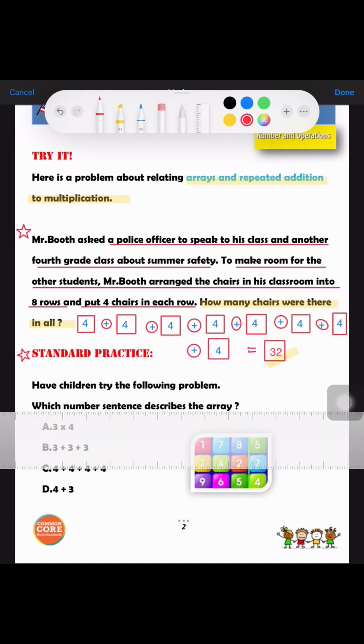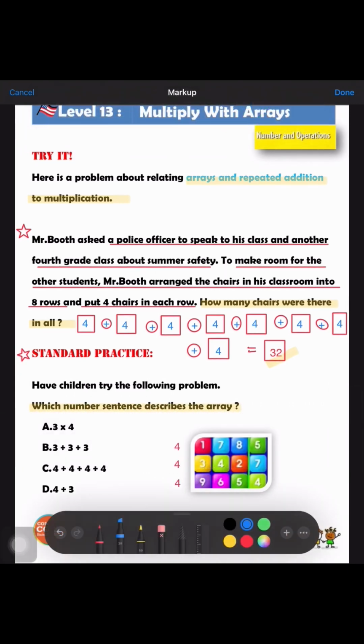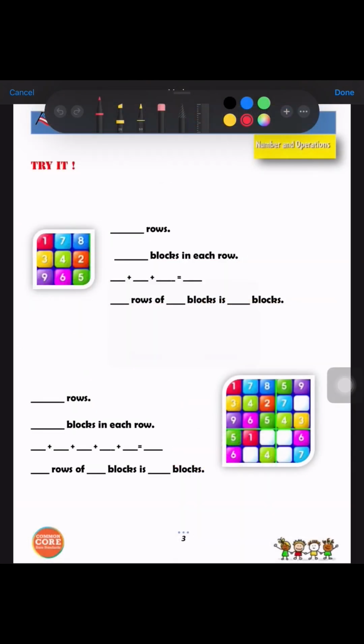Which number sentence describes the array? So there are 4 blocks in each row, and there are a total of 3 rows. So the total number of blocks will be 4 plus 4 plus 4. If we use multiplication, it will be 3 times 4. So option A is the correct answer. And then we take a look at page 3.